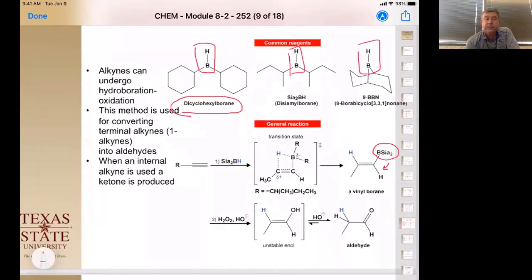And these are the most common: the dicyclohexyl, the diisoamyl, and then this 9-borabicyclononane, or 9-BBN. Questions on that? Just like in the alkenes, it's site selective. You can choose exactly where you want your functional group by choosing your reagent.